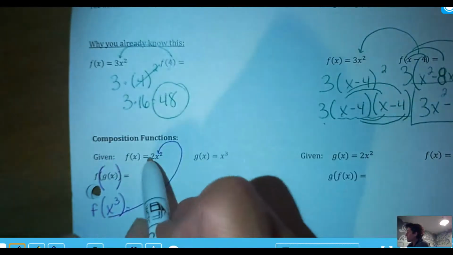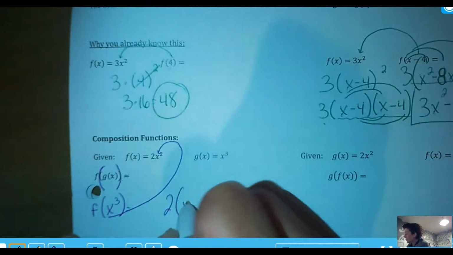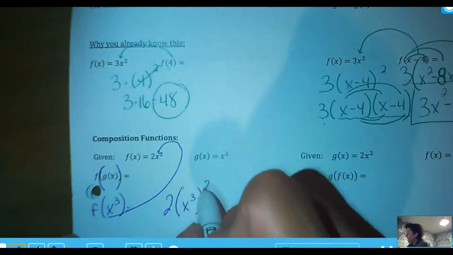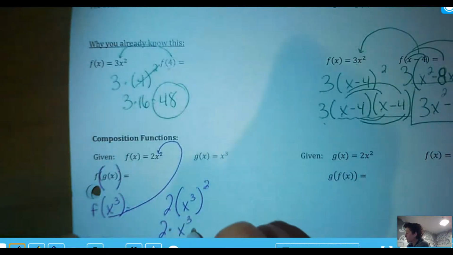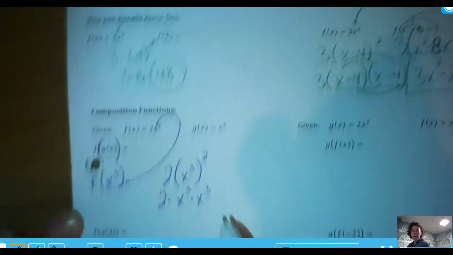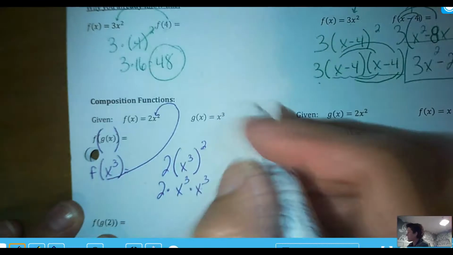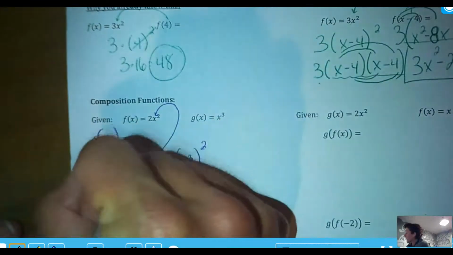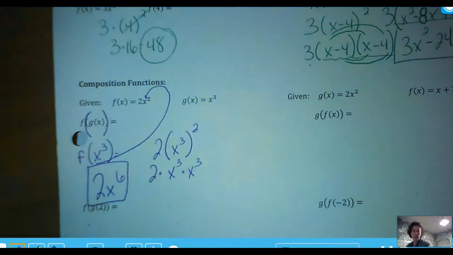So normally it's 2 times x squared. Well, in for x is going to go this x cubed. And now that's squared. And again, that squared just means there's 2 of these x cubed. So I'm going to multiply that out. And then this becomes x to the 6th, and then it becomes 2x to the 6th. So when I'm done, I have 2x to the 6th as my final answer.